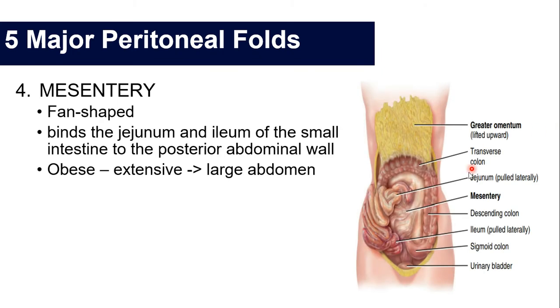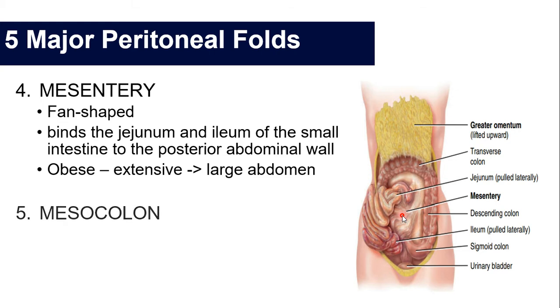Next, we have the mesentery. So actually the mesentery is fan-shaped. Again, the mesentery right here is fan-shaped. It binds the parts of the small intestine like your jejunum and ileum to the posterior abdominal wall. So in patients who are considered obese, this mesentery is actually extensive and it may lead to a presentation in a patient who is obese who has a large abdomen.